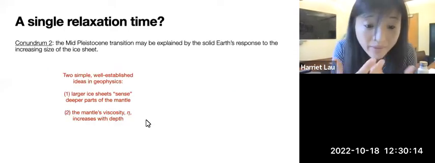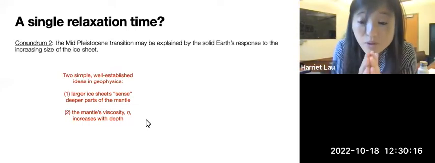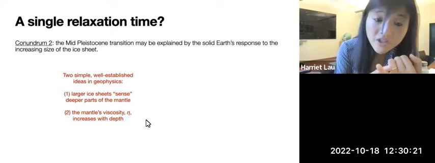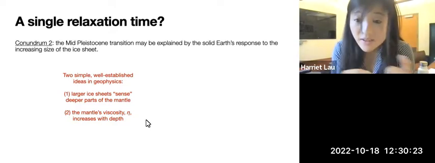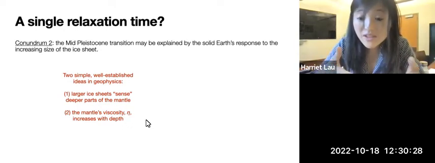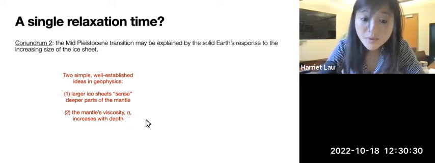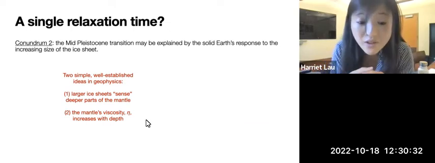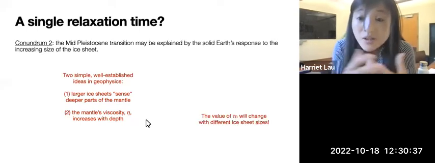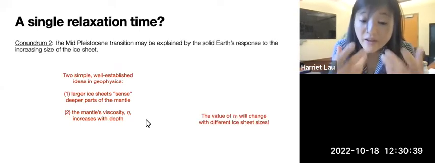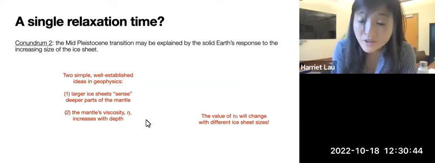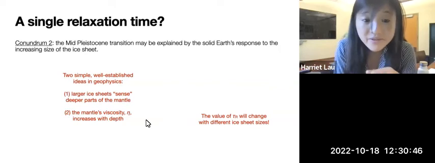So the results I'm going to share with you today are based on 2 really simple, well-established ideas in geophysics. Firstly, larger surface loads, in our case ice sheets, sense deeper parts of the mantle, or they'll induce deformation that penetrates deeper into the mantle. And secondly, the mantle's viscosity eta increases with depth. The consequence of these 2 facts is that the value of the relaxation time, tau r, will change with different ice sheet sizes.